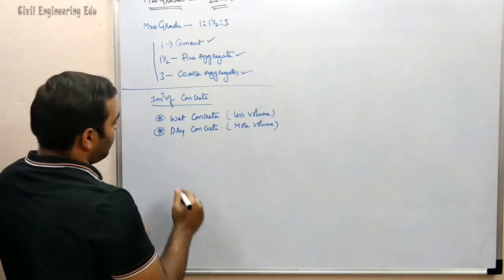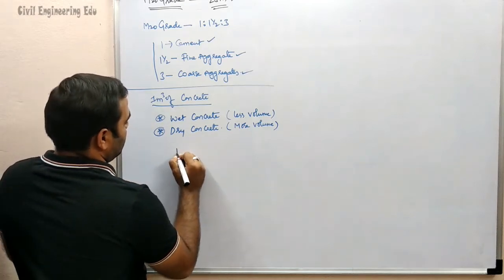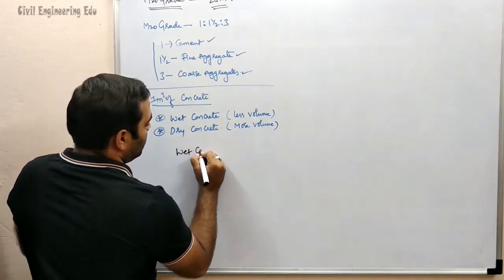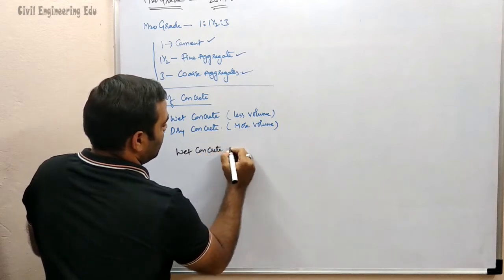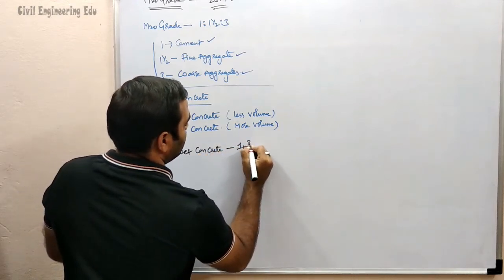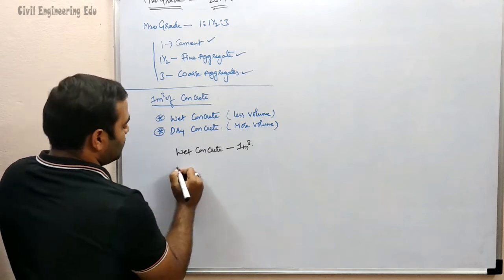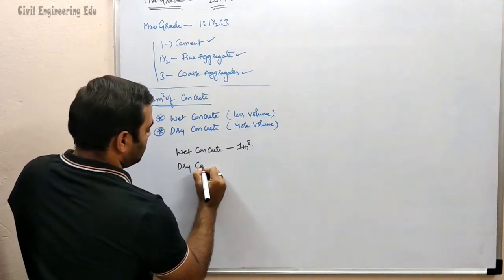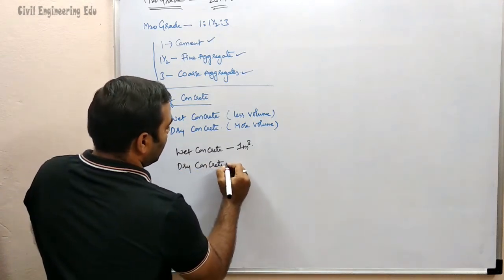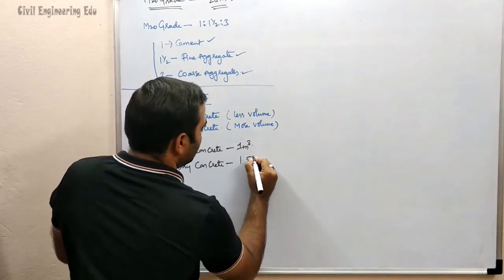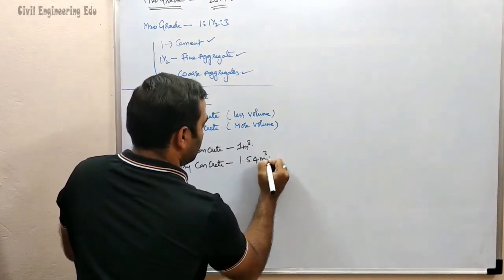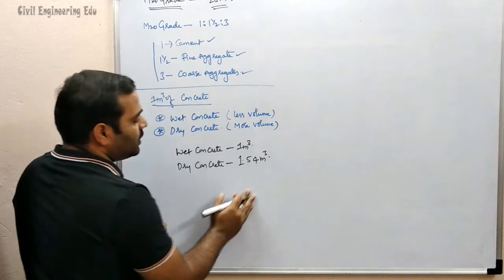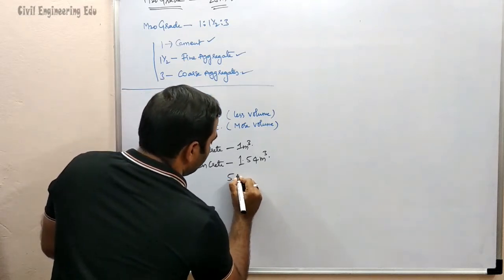For example, if I take a wet concrete of 1 cubic meter, then for dry concrete I need to increase to 1.54 meter cube. So this is because I am increasing 54%.